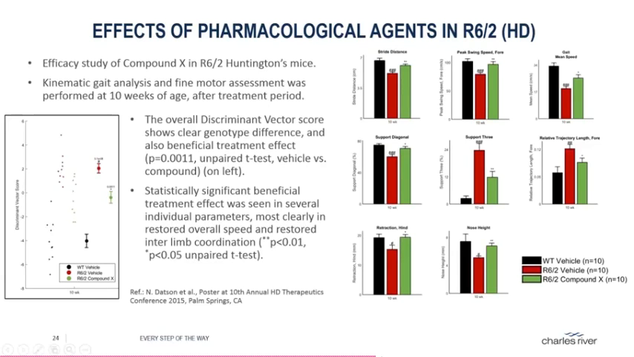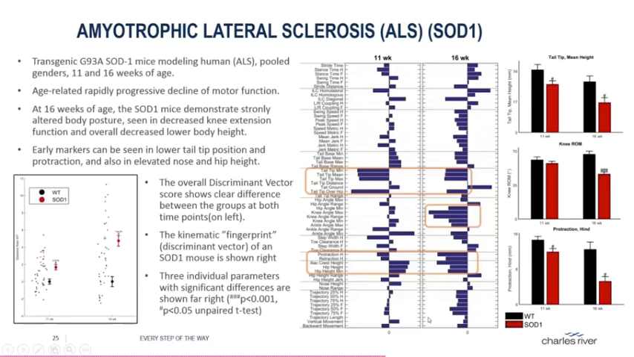Affected individual parameters were, for example, in the upper row, stride distance, mean and maximal speed. In the middle row are shown parameters describing two different forms of ground support and the length of forepaw trajectory during the swing phase. On the bottom row are depicted retraction and nose height, both of which were well restored close to the wild-type level after the treatment.